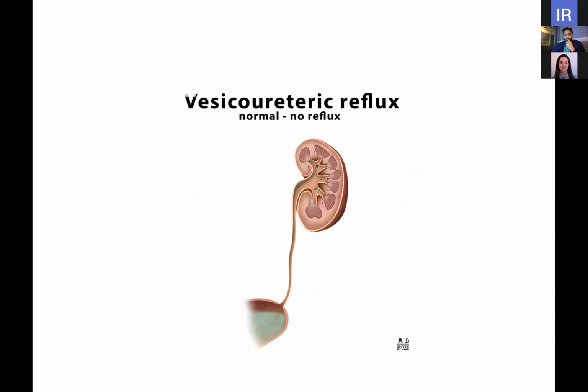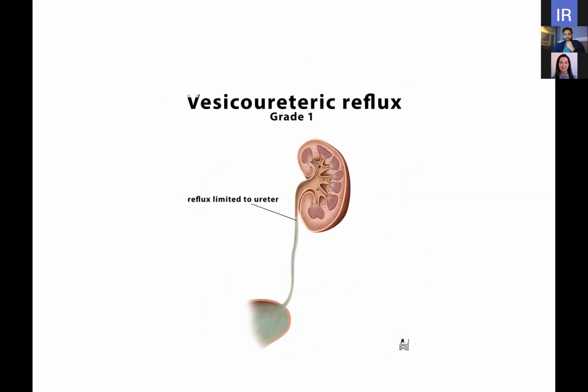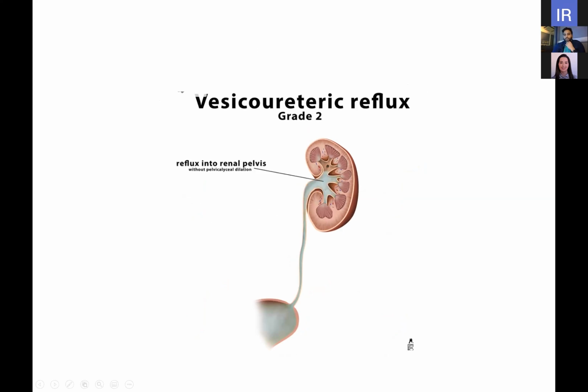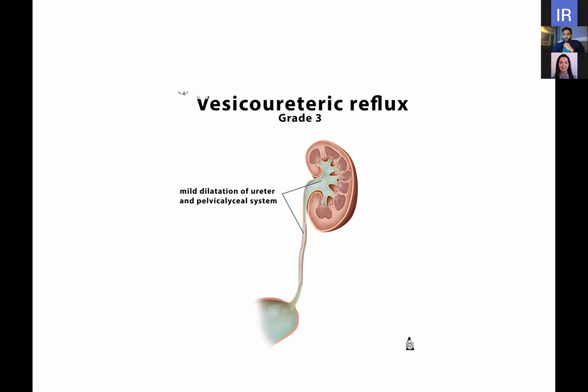So that's obviously just a normal appearing kidney here with no reflux. Grade 1 is reflux to the ureter. It could be to the mid-ureter, but it's confined largely to the ureter. It doesn't extend up into the renal pelvis or the calyces, whereas grade 2 does extend to the renal calyx or the renal pelvis, but without dilatation. And in grade 3, you get mild dilatation, again with reflux up to the calyces. And from here, the severity of the dilatation just becomes worse.